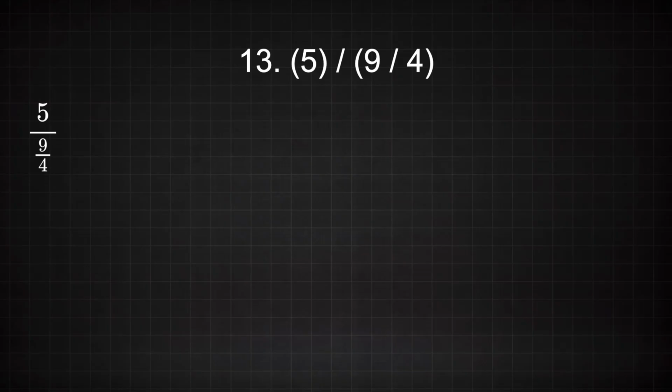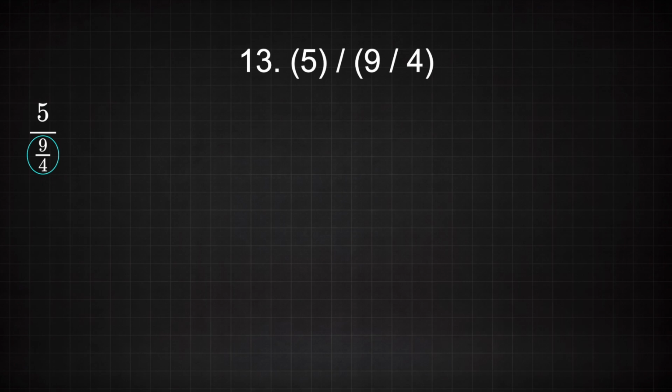The denominator is 9 over 4. There are 2 things that suggest this. The first one is the way in which the expression is presented. The 5 is enclosed with parentheses by itself, while the 9 and the 4 are in parentheses together, so they act as a single unit. This tells you the 5 is the numerator and the 9 over 4 is the denominator.